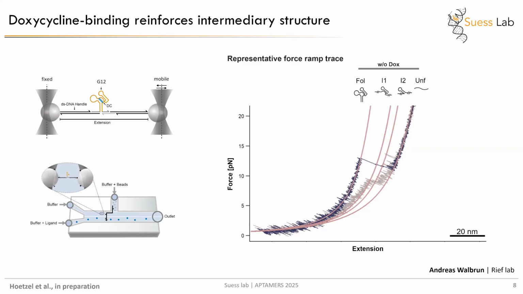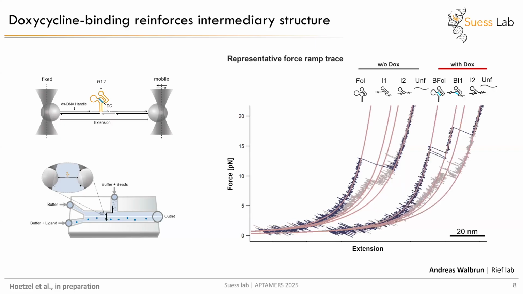And then it gets more interesting when you add doxycycline to the system, because then you see that, first of all, the fully folded state seems to have a bit more resistance to the pulling, but this is actually just caused by this bound intermediate structure 1 that we can see here. And this creates a lot of resistance to the pulling, which is very interesting.